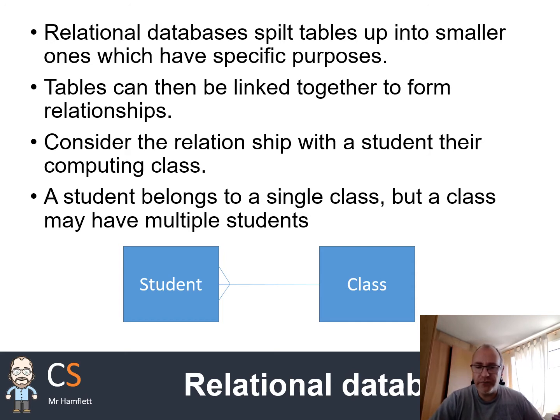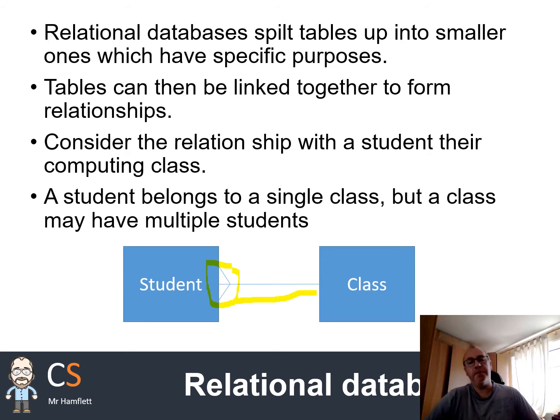So this diagram on the screen, you can see it's got a line here, and then it's going to these, I call them crow's feet, but you can call them the many side if you want to. I prefer crow's feet because they look like crow's feet, as you do. So what this diagram is basically saying is a class will contain many students, but a student will only be in one class. Okay, that's what this diagram is saying.